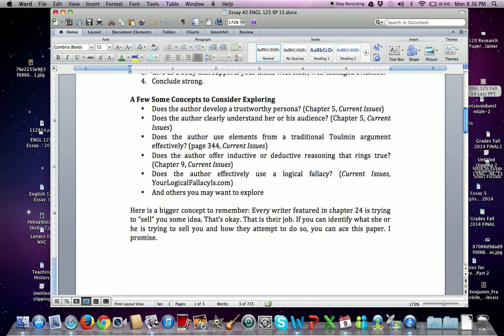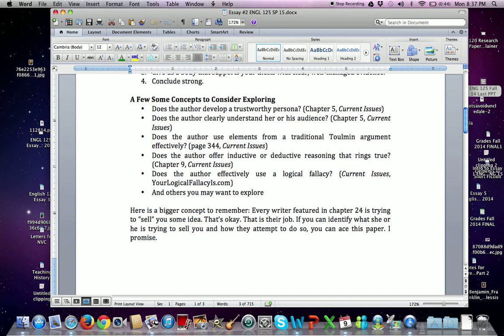Does the author offer inductive or deductive reasoning that rings true? Look to chapter 9 from Current Issues and Enduring Questions. Does the author effectively use a logical fallacy? So you read it, and you know that it is incorrect, you know that it is flawed logic, but it is somehow persuasive still. You can find that in the book or on the website. And again, look through the rest of the chapters. I think you've read 5, 8, 9, along with 24. Look at all those techniques.